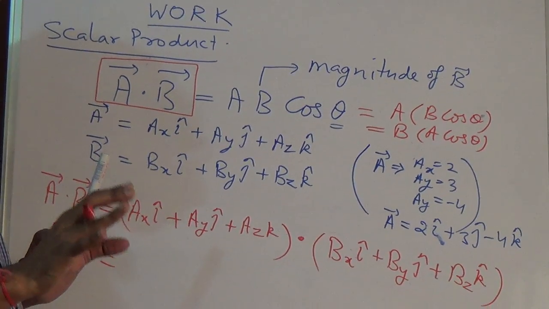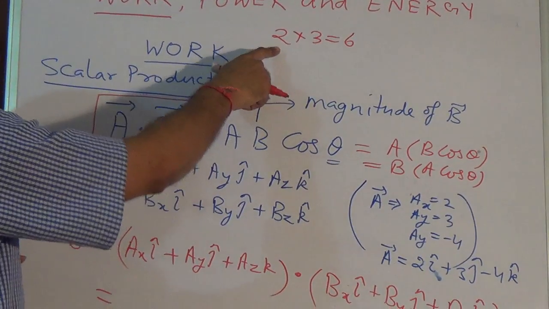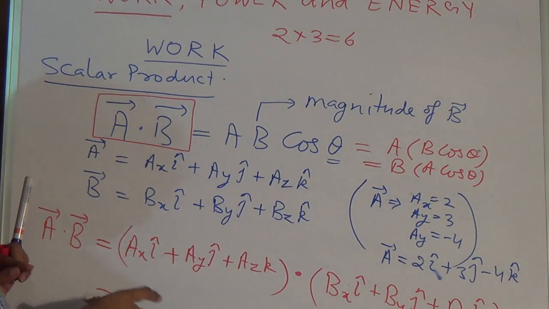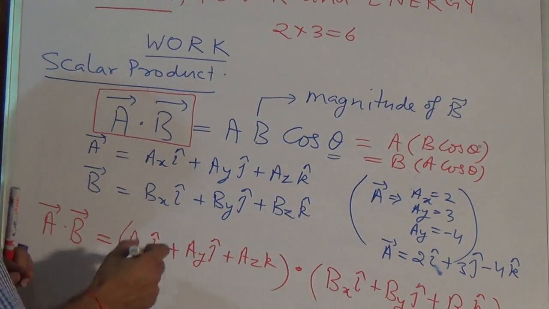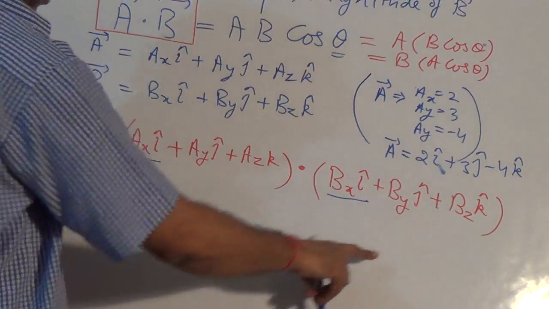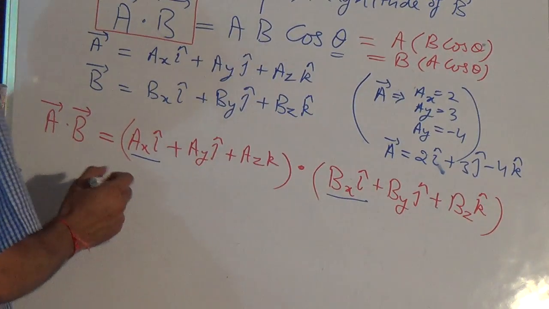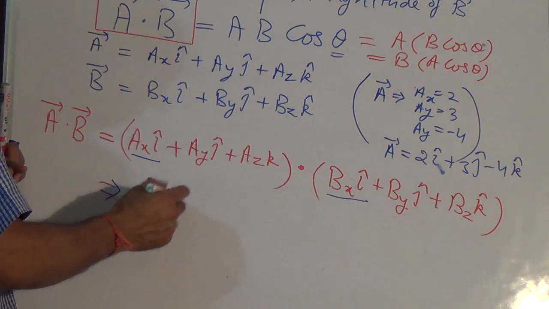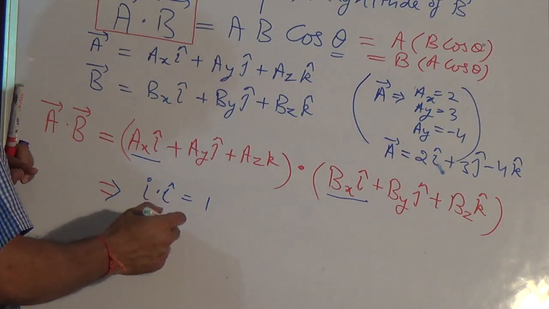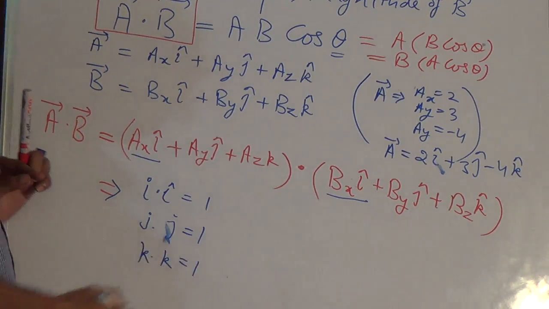This is a product, but this is not the same as 2 into 3 is equal to 6. That is a mathematical product, but this is a vector product, a scalar product. So axi first of all with bxi, again axi with byj, ax with bz, i dot k. One important point is here. We know that i dot i is equal to 1, j dot j is equal to 1, k dot k is equal to 1.